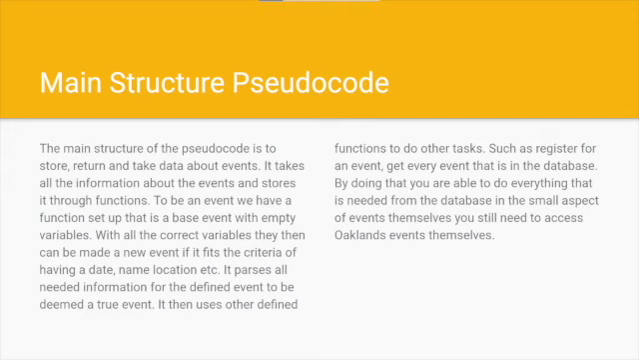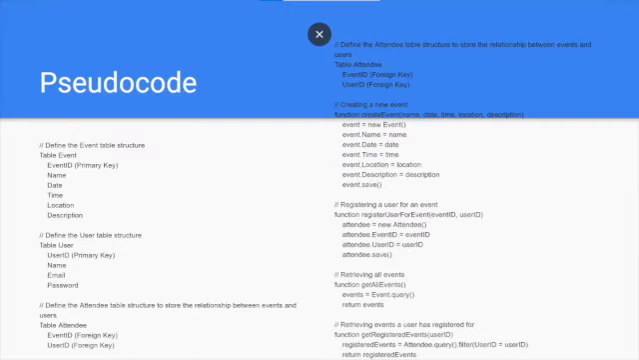The register user for event function is used to register a user for the event. It takes parameters for the event ID and user ID. Within the function, a new instance of the attendee table is created. The event ID and user ID are assigned to their respective columns. The attendee information is then saved in the database.